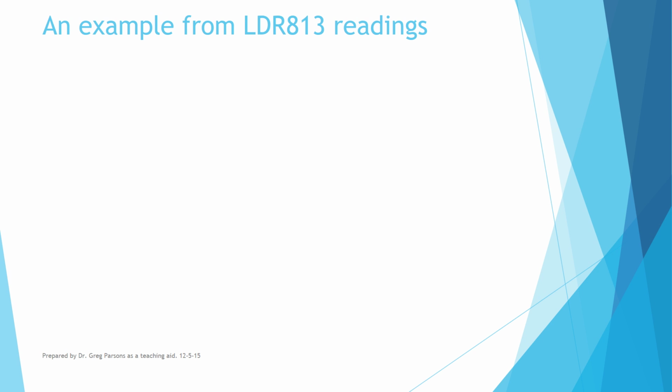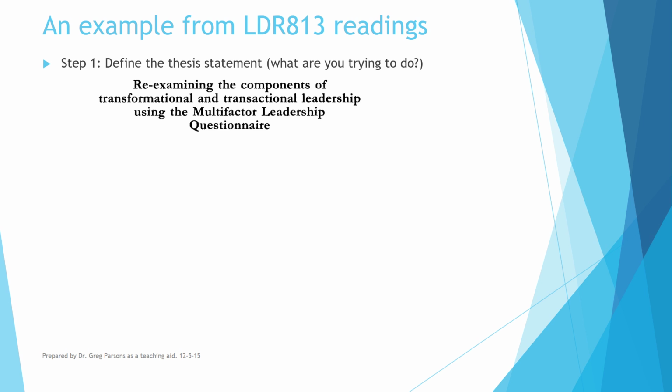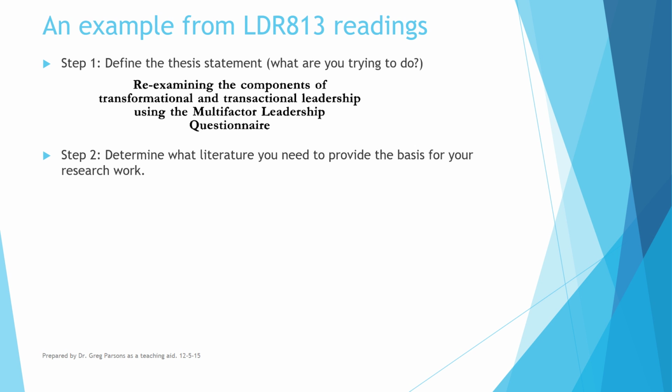Now, another little example might be useful, because a lot of times what we say is look at the peer-reviewed journal articles that you're reading. Now, there may be a variety, but a lot of them follow the same form that we're talking about here in constructing a stream of literature. So I'm going to be working with the article from LDR 813. The title is Reexamining the Components of Transformational and Transactional Leadership Using the Multi-Factor Leadership Questionnaire, sometimes called the MLQ. So this actually reflects what the thesis statement is, what the paper is trying to do. It's going to examine the components of leadership, transformational, transactional leadership, specifically looking at the multi-factor leadership questionnaire.